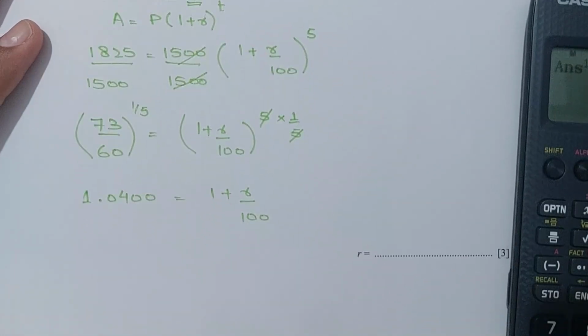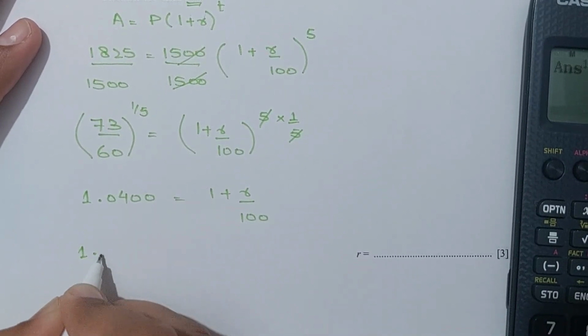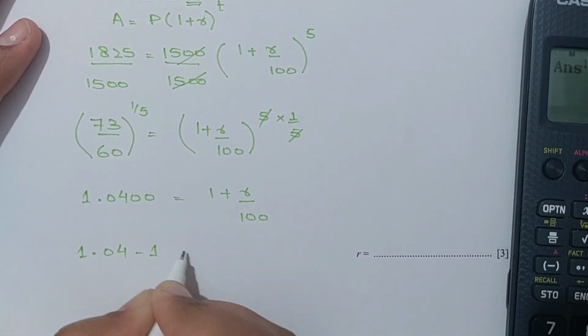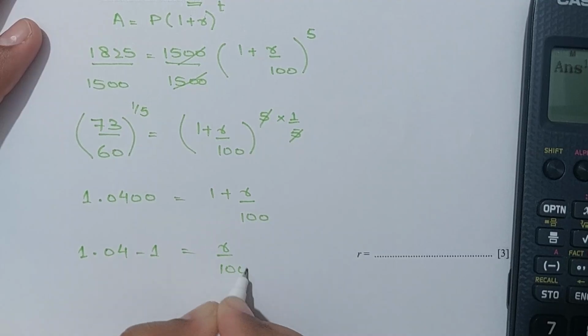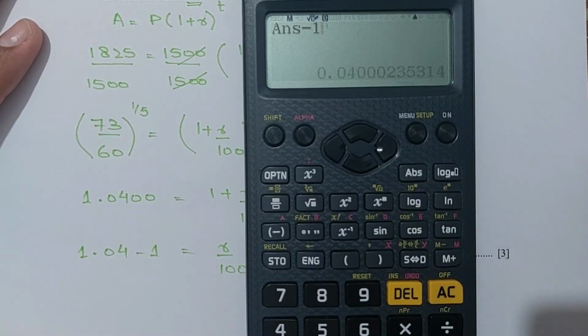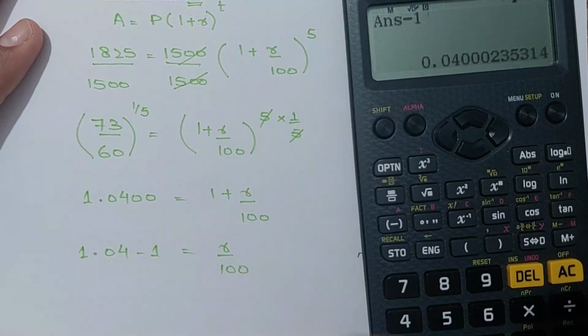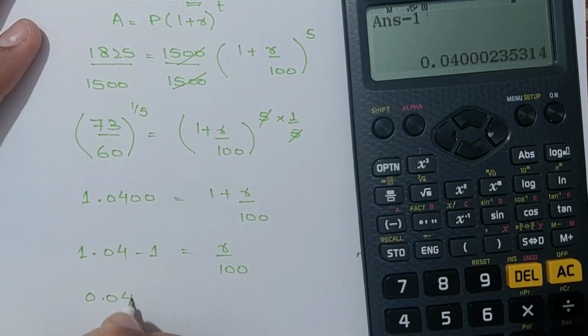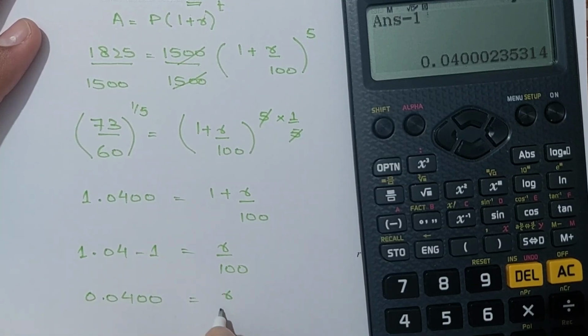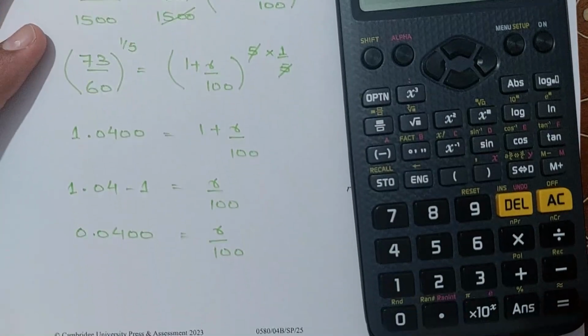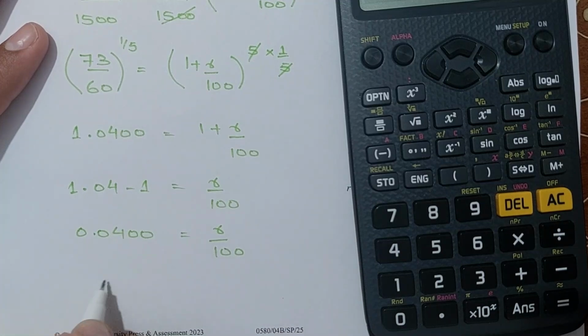So subtract 1 on both sides. 1.04 minus 1 equals R over 100. When we subtract 1, this is 0.0400. So 0.0400 equals R over 100. Now to solve for R, you have to multiply both sides by 100.